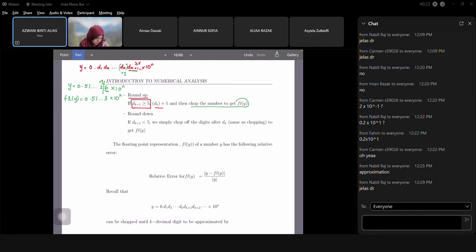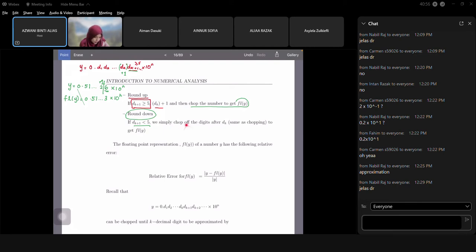Okay, right, good. So round down, less than 5. Contohnya kat belakang ni adalah 4 ataupun 3, less than 5 lah, maknanya 1, 2, 3, 4. Simply chop. Terus je buang. So kita dapat 0.512. Okey, terus je dia buang. So rasanya yang ni semua okey. The floating point, jelas kan?